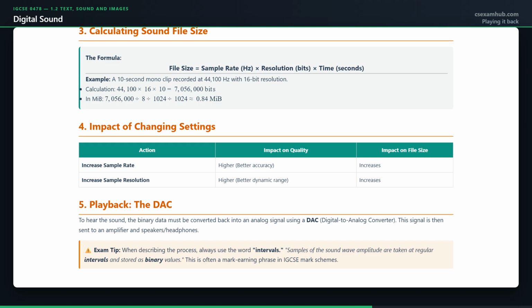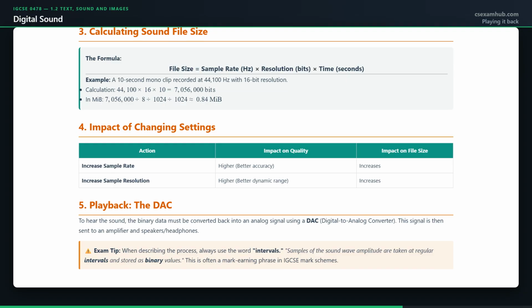So the full chain is sound wave, microphone, analog signal, ADC, binary samples, storage, and then back the other way: samples, DAC, analog signal, amplifier, speaker, sound wave. The ADC and DAC sit at the two ends, and every digital audio system you have ever used has both.